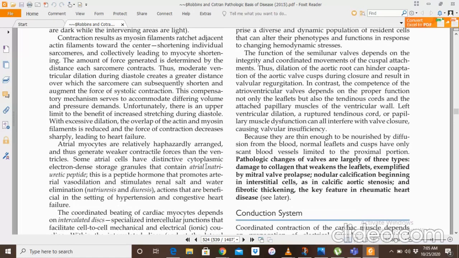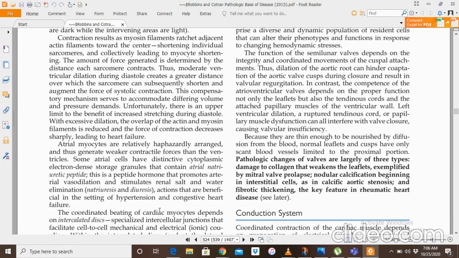Atrial myocytes are thinly arranged, and thus generate weaker contractile forces than the ventricles. Some atrial cells have distinctive cytoplasmic electron-dense storage granules that contain atrial natriuretic peptide, a peptide hormone that promotes atrial vasodilation and stimulates renal salt and water elimination, natriuresis and diuresis. So we know that the thickness of the myocytes is greater in the ventricles as compared to the atrium. And when we compare the left ventricle with the right ventricle, the left ventricle has a greater thickness than the right ventricle.